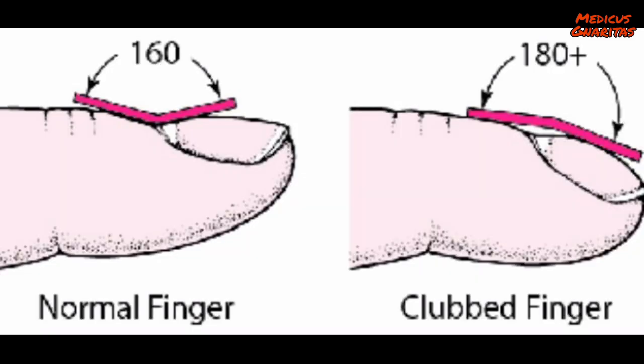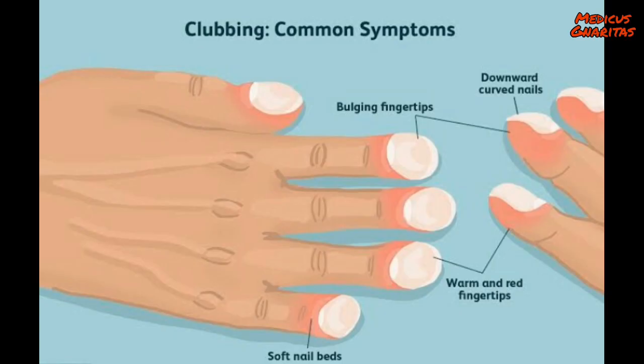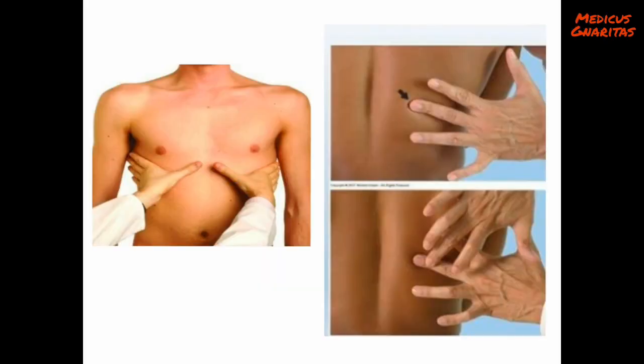Normally, nails are convex in shape with a 160 degree angle between the nail base and skin, as I already mentioned in part 1. But here, a Lovibond angle greater than or equal to 180 degrees between the base of the nail and skin is seen. They generally feel spongy when pressed and spring back when released.